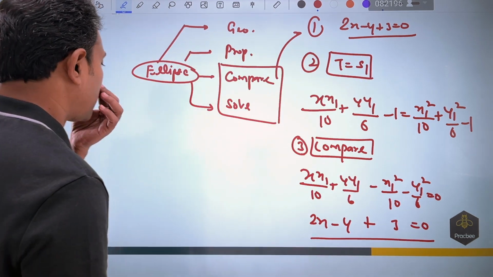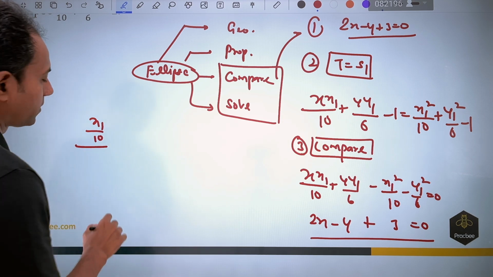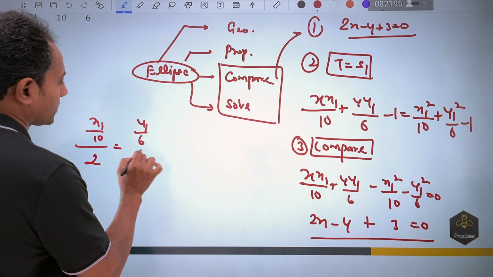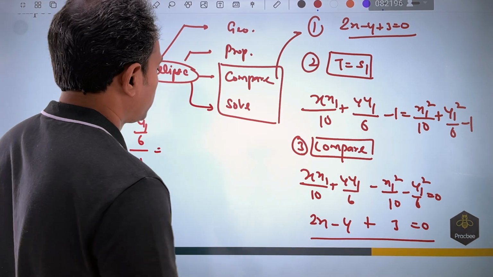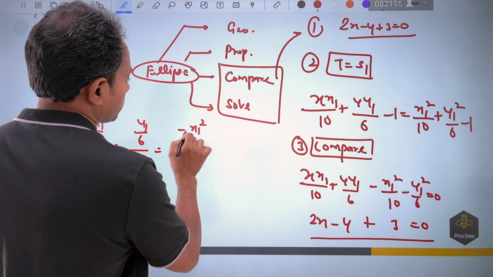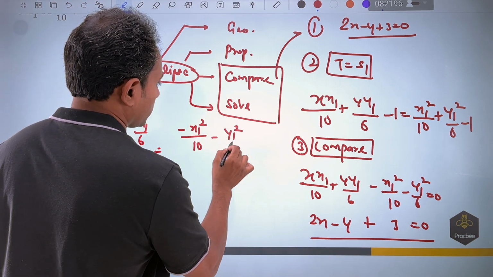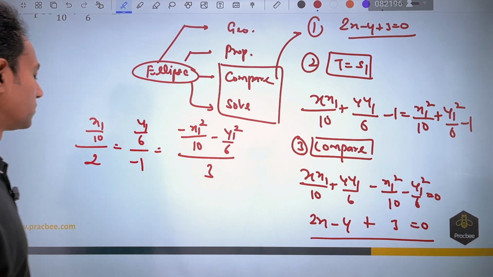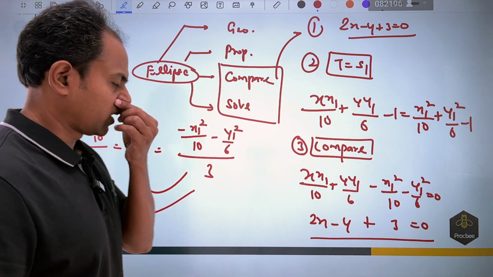So what we have got after comparison is nothing but x1 by 10 divided by 2, y1 by 6 divided by minus 1, and minus of x1 square by 10 minus of y1 square by 6 divided by 3. All of them are equal. So using this equation and this equation, we will be able to find the value of x1 and y1.